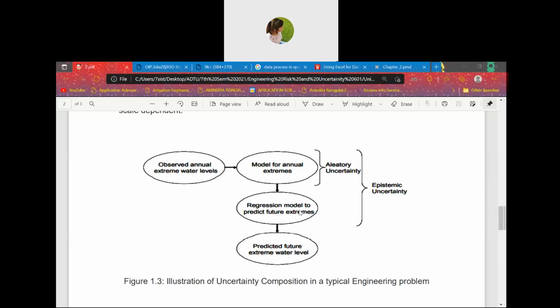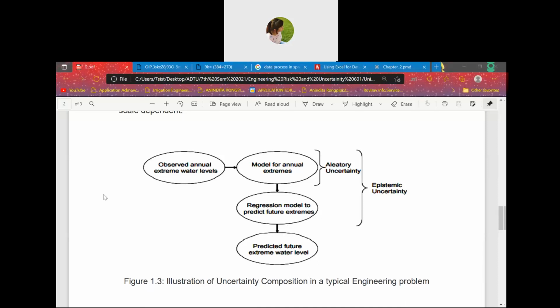Why do we create a regression model? In order to predict the future extreme water level that may occur. After the regression model calculation, the predicted future extreme water level will be determined. So this model of annual extremes and the regression model to predict future extremes come under type 2 uncertainty, which is epistemic uncertainty. This diagram is important.